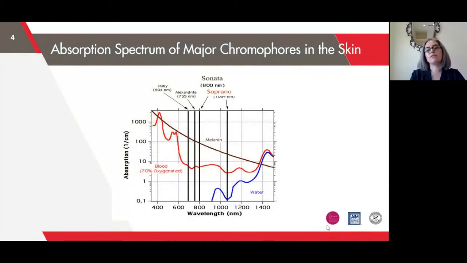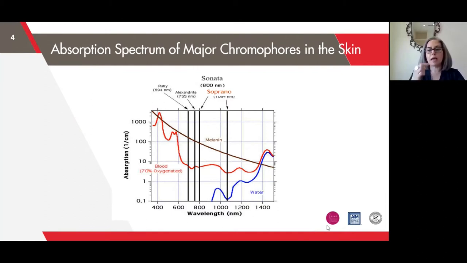This is a very, very important slide, and basically what we do in aesthetics is all based on this slide. This slide tells you the absorption curve of our 3 chromophores. The first and basic chromophore, the primary chromophore of our body, is melanin. You know that we have melanin in our skin. We have melanin in our hair. We have melanin in our eyes. This is the pigment that we have, and it's considered our basic chromophore.